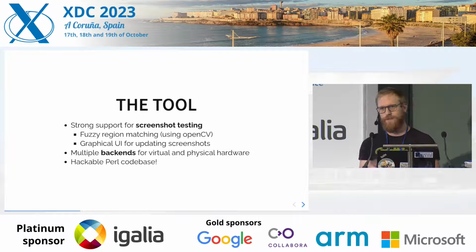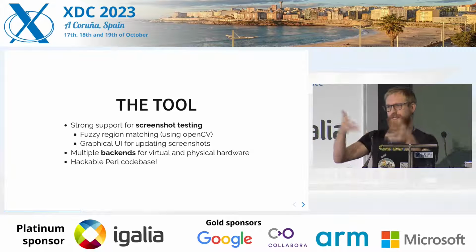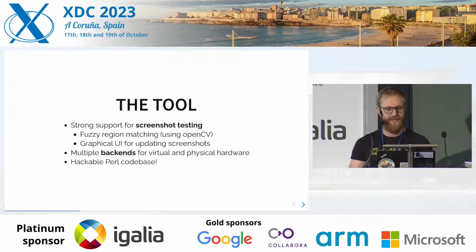And like I say, the main idea is doing screenshot testing. And it has a couple of features to make that easier. So it doesn't just compare pixel by pixel. It uses OpenCV, and it can match one specific region of the screen and match against a threshold. So, okay, this is 90% the same as the last screenshot, so we'll say that's a pass.